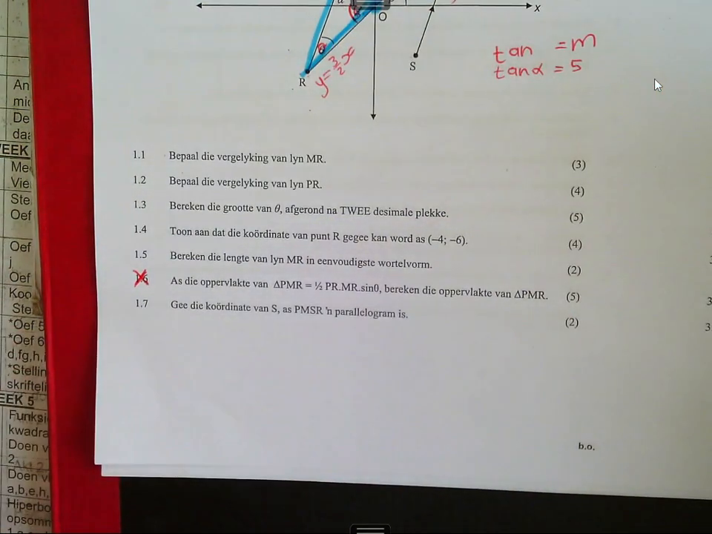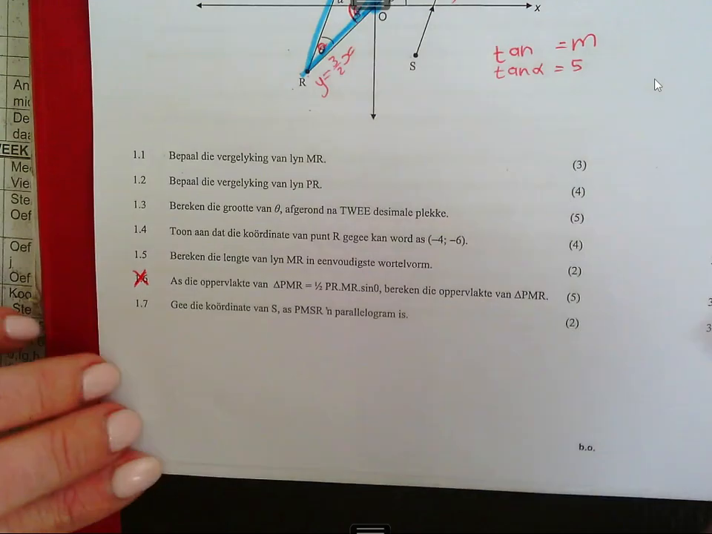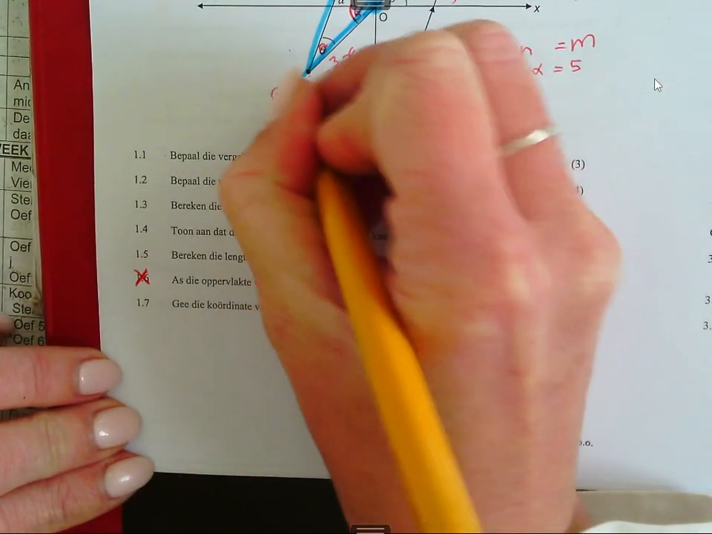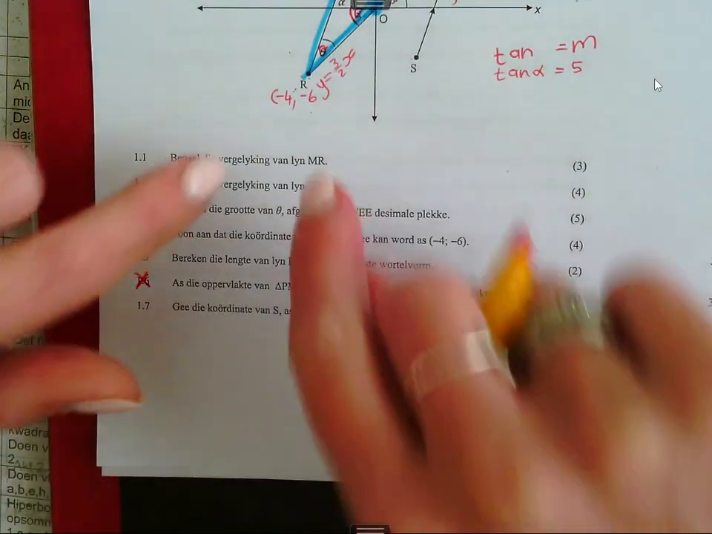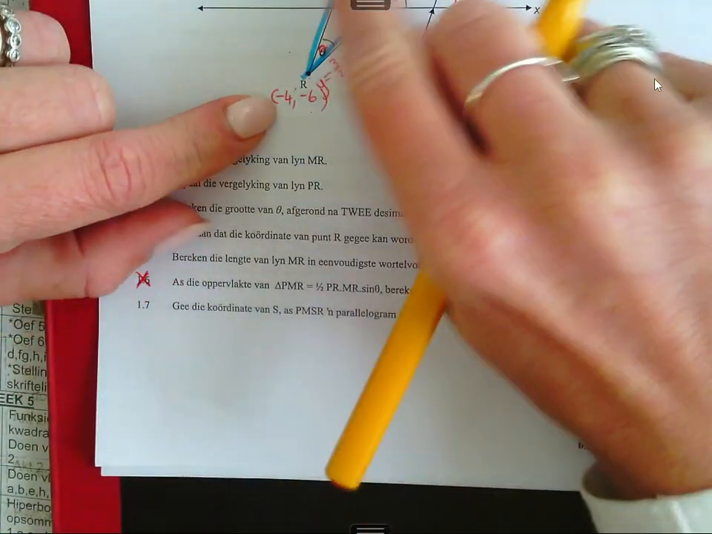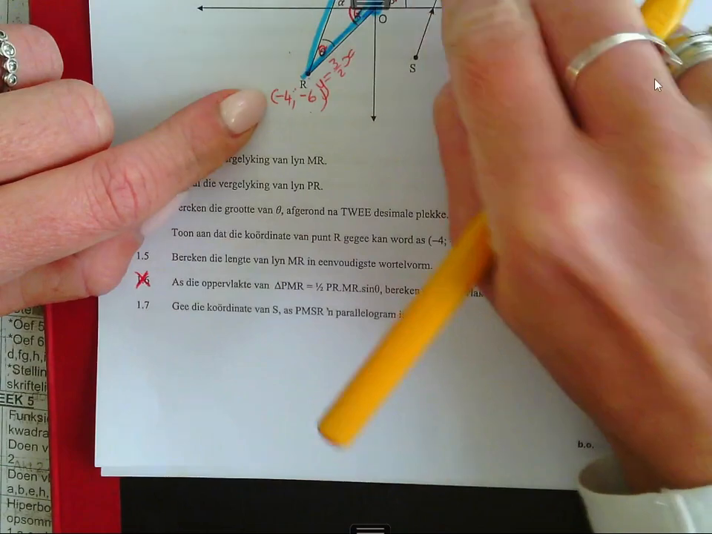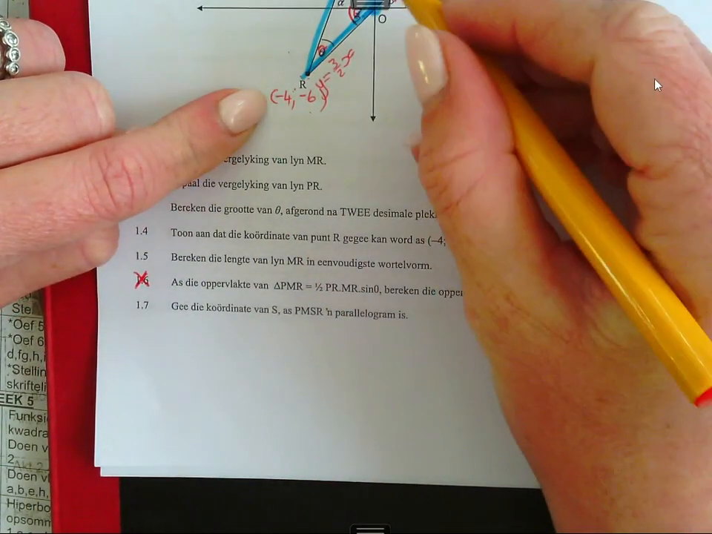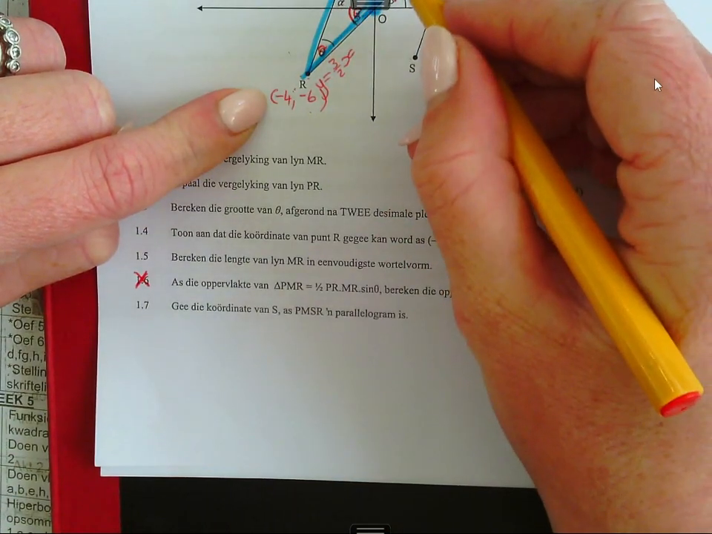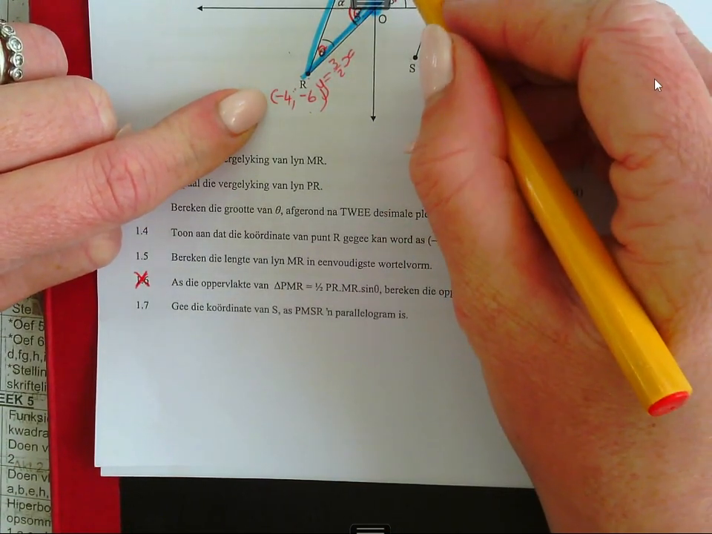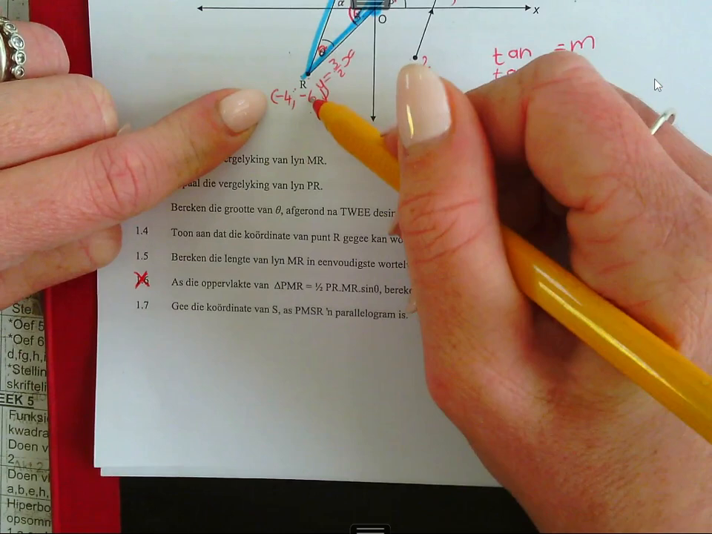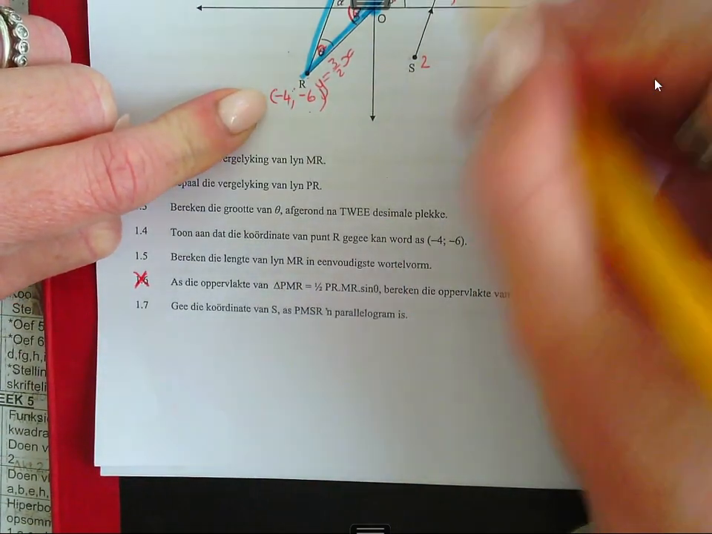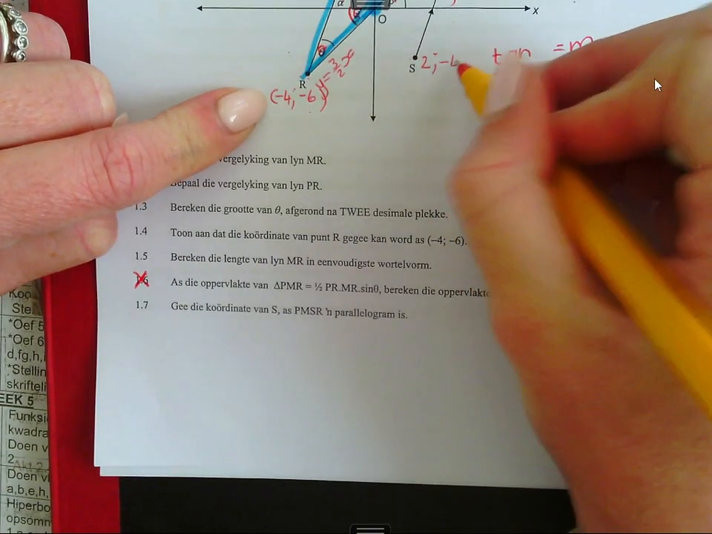PMSR 'n parallelogram. So dis daai enetjie wat ons so kan cheat. Ons weet nou R is (-4; -6). So ons kan sien dat hierdie -2 het -4 geraak, so hy het 2 minder geraak, daarom gaan daai 4 2 minder raak om 2 te word. Daai 4 positief 4 van die y-waarde het geraak -6, so hy het 10 dan minder geraak, so daarom gaan hierdie 6 10 minder -4 wees.